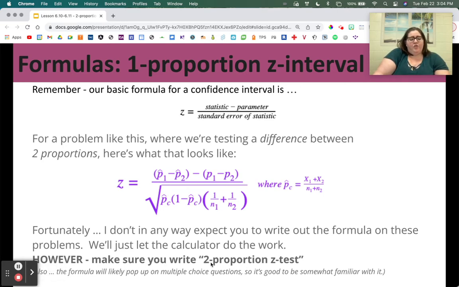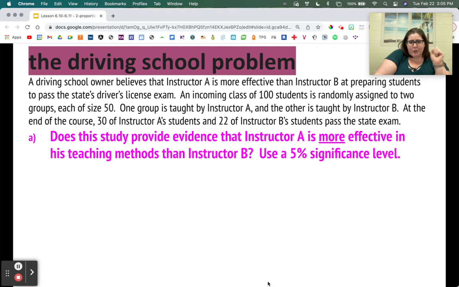We're just going to make sure and write 2 prop z test somewhere so that we don't actually have to write the formula. I said the formula will pop up in multiple choice questions. It typically doesn't for a test, a 2 prop z test. I love how this says 1 proportion z interval. This is for 2 proportion z test. I just apparently can't change things. So there's that. Let's do a problem.